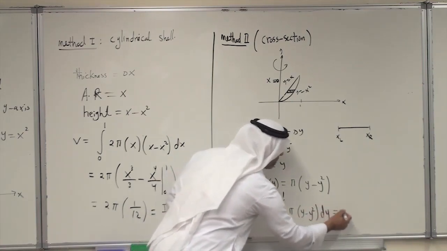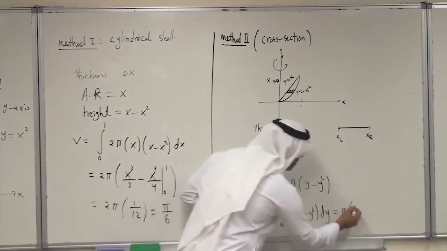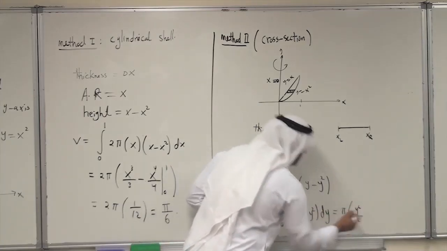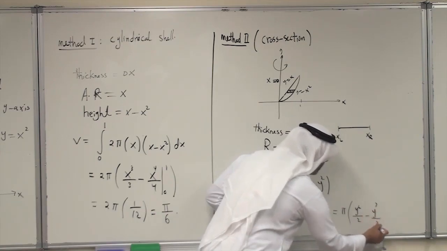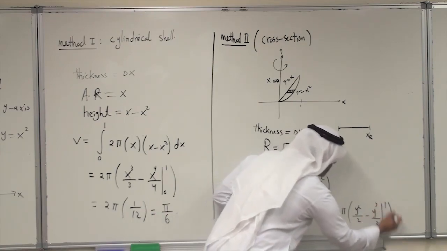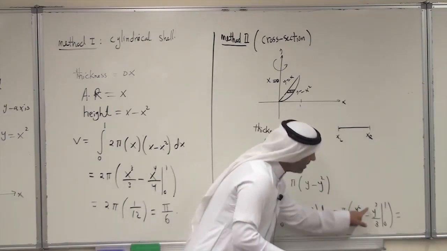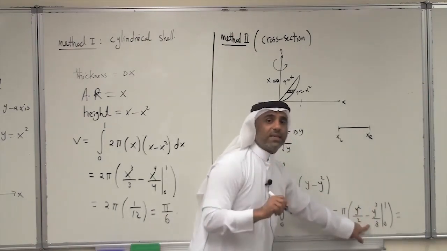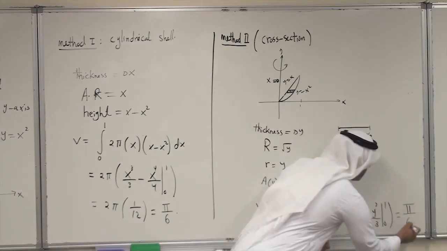And this is equal to what? Pi times, let us integrate now. This will give me y squared over 2 minus y cubed over 3. And then evaluate from 0 to 1. And simply, you can substitute by 1 here to get 1/2 minus 1/3. That is 1/6 times pi. So the final answer again is pi over 6.